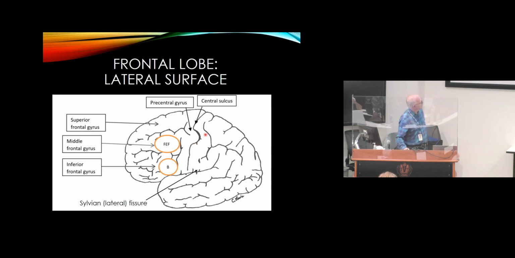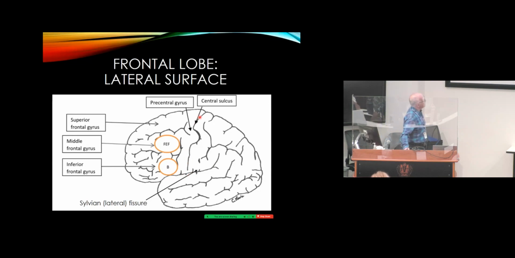Here it's easy. We've got an obvious central sulcus. This forms the posterior boundary of the frontal lobe. And then down here we have the Sylvian or the lateral fissure. From now on we're just going to refer to it as the Sylvian fissure, because I think that is the most common terminology used. This is the floor of the frontal lobe, and we'll see here it's also a floor of the parietal lobe as well. So these two, a sulcus and a fissure, are important landmarks.